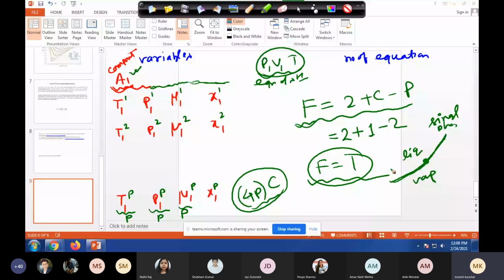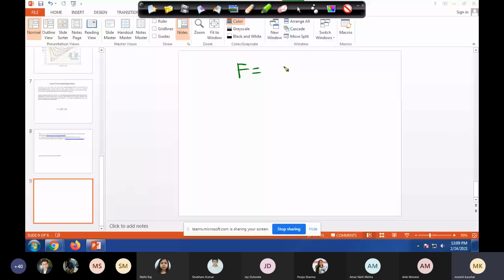So derivation you can see anywhere, but the bottom line is that this gives you how many variables you can vary. Other things. Let's talk about triple point. F equals 2 plus C minus P. Single component. How many components we have? 1. How many phases? Triple point, all three phases coexist. 3. What is degree of freedom? 0. You can't vary anything. Triple point is fixed. That's all.